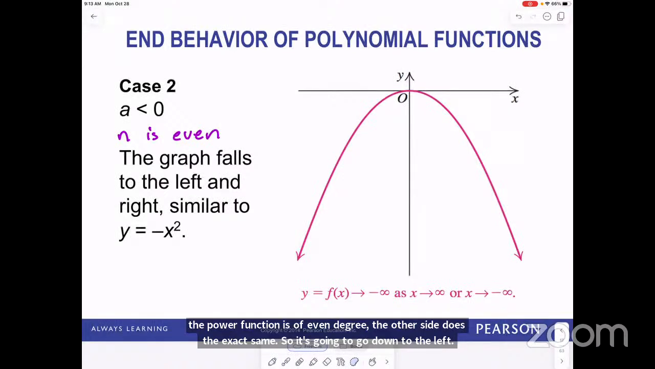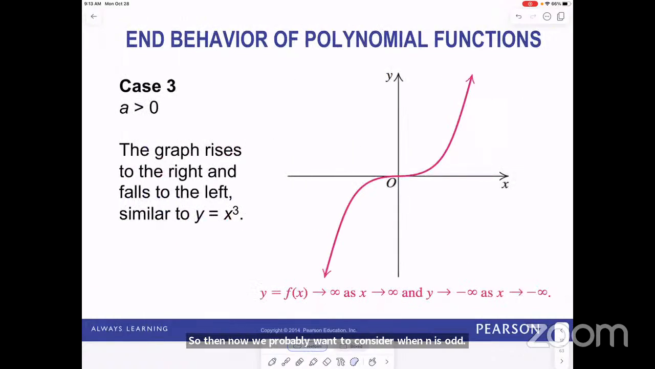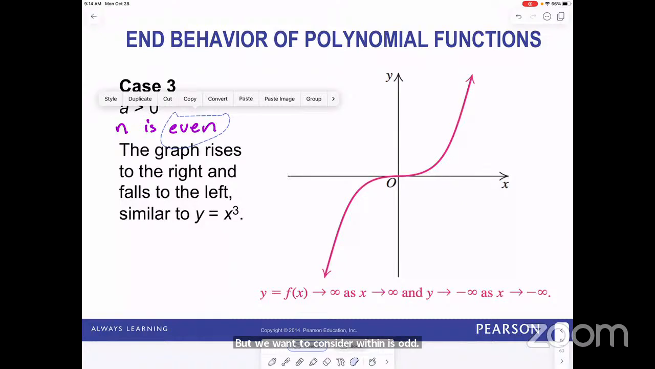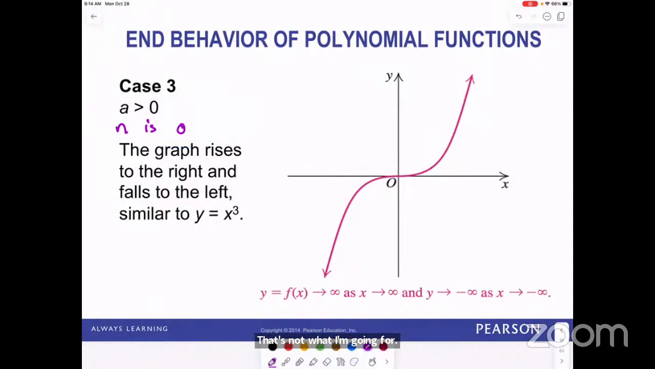So now we probably want to consider when n is odd. We're going to go back to a positive leading coefficient. But we want to consider when n is odd. Okay, so again, positive leading coefficient, it still holds. That means we go up to the right. But because the degree of the power function is odd, the other side does the opposite, right? So if we go up to the right, that means we're going to go down to the left.